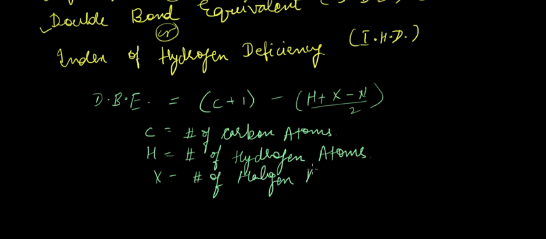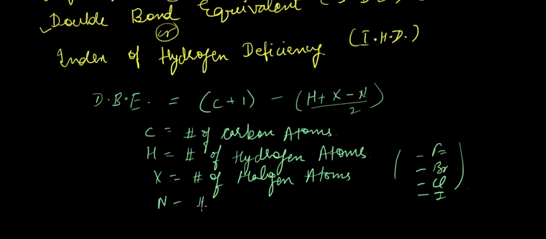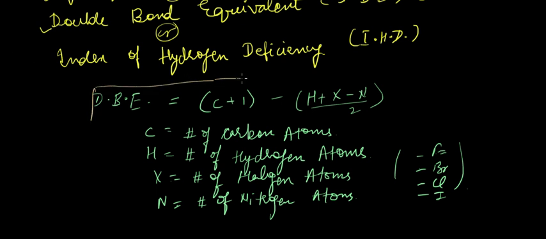I hope you remember what a halogen is. A halogen is nothing but fluorine, bromine, chlorine, iodine atoms attached to a carbon in an organic compound. Okay, N is the number of nitrogen atoms in an organic compound. So this formula gives us a way to calculate the DBE of an organic compound.